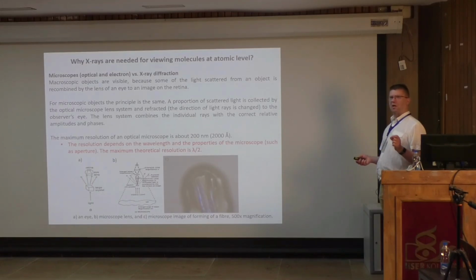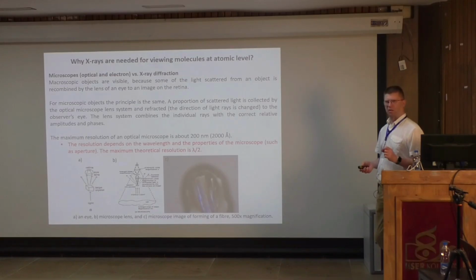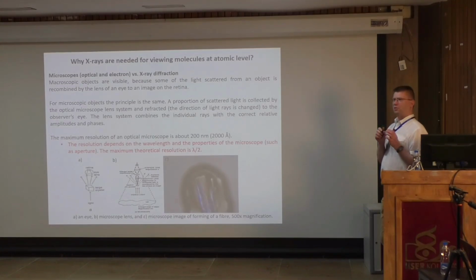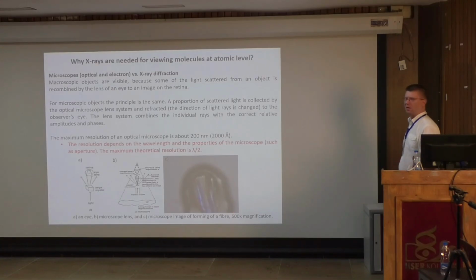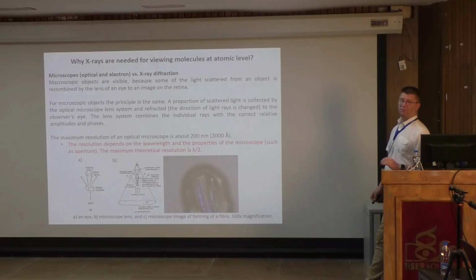And remember, our scale is 1 or 2 angstroms, what we are talking about. The light is out of the question, so we can't use a microscope. It would be nice to look at molecules and atoms with the microscope, but we cannot. The point here is an image of a fiber which is being magnified by 500 times. So you can see very tiny objects, but we cannot see anything which is bigger. The maximum theoretical resolution is lambda over 2. So if lambda is 1, so the wavelength is 1 angstrom, then the maximum resolution is 0.5.